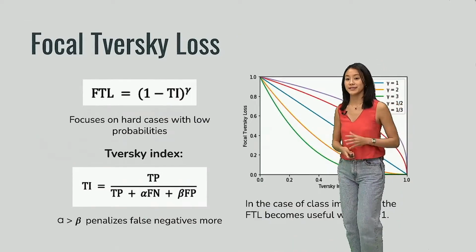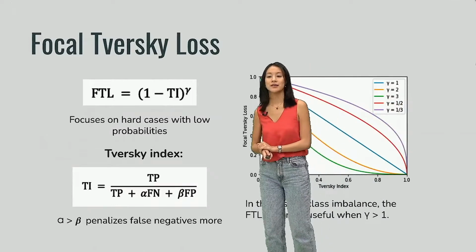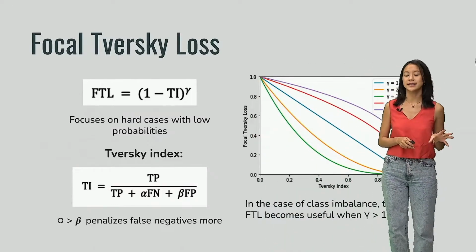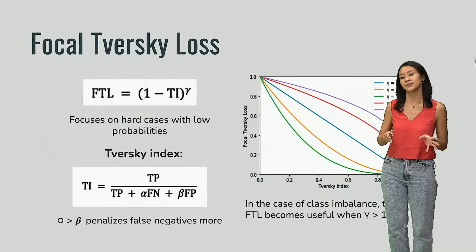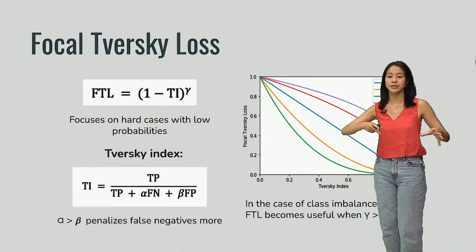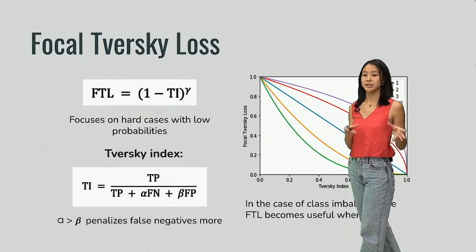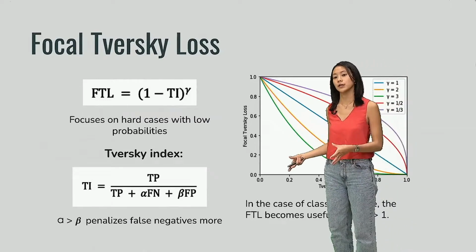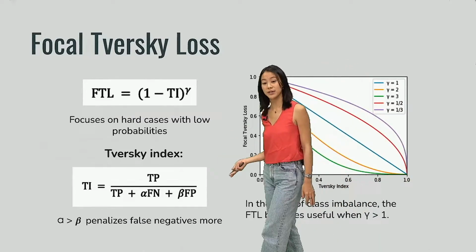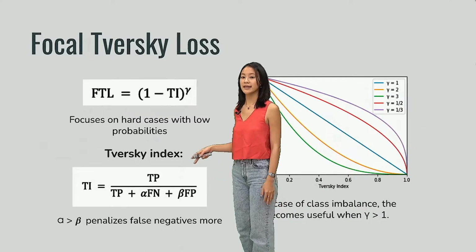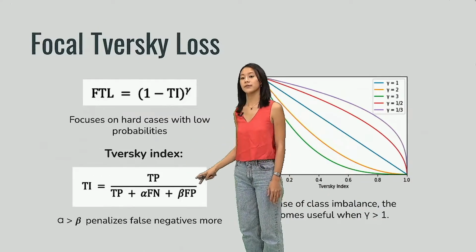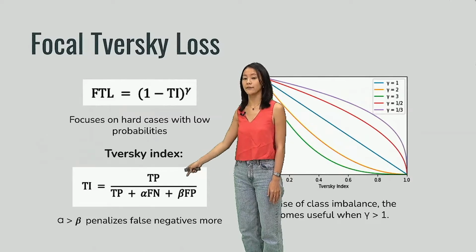Our focal Tversky loss focuses on hard cases. It allows us to focus on hard cases with low probabilities. And the reason for that is because the Tversky index is actually built off of the dice coefficient loss as we were seeing before. As you can see in the equation down here, this is the exact same thing as what we saw in the previous slide, but we have 2 different parameters that are added in, the alpha and the beta.